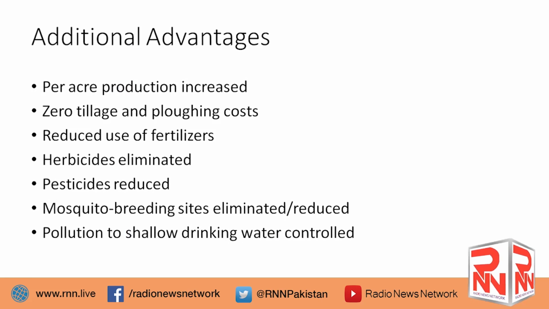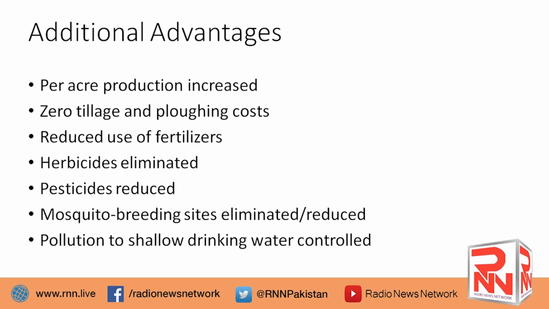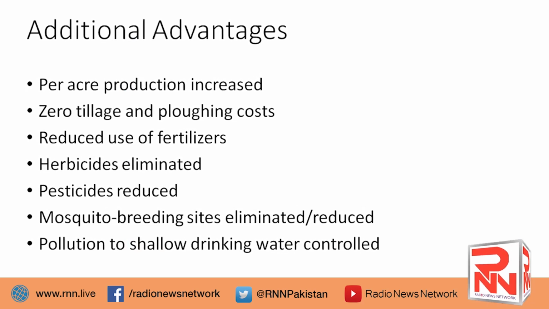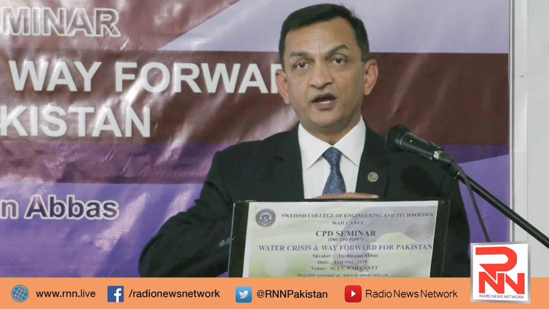There are additional advantages of this system. It's not just saving water. It increases per acre production. It favors zero tillage. Plowing costs are reduced because when your farmer has to prepare the land for the next crop, first they cut the previous crop, then they use rootivators to mulch the roots of the plant in the soil, then they bring in the tractors and plow it deep 1 or 2 times, and then they create those furrows in the land, and they do the laser leveling.